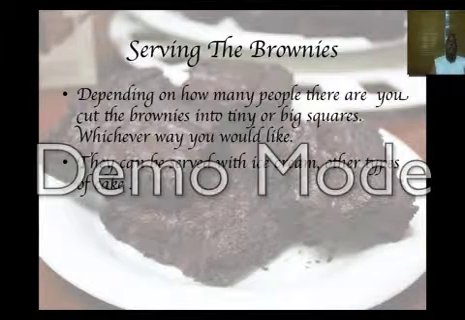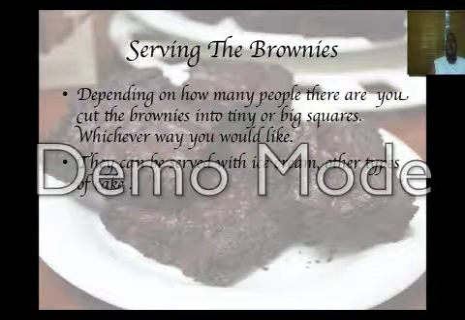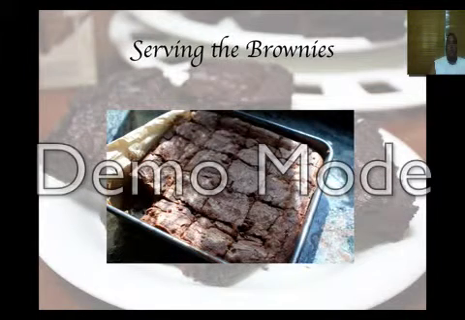They can be served in different ways. You can serve them with ice cream, other types of cakes. They can be made into sundaes. People have created a lot of different things with brownies. Okay, I have some examples. Like I said, serving the brownies, you can cut them like that, little squares. It doesn't have to be squares.